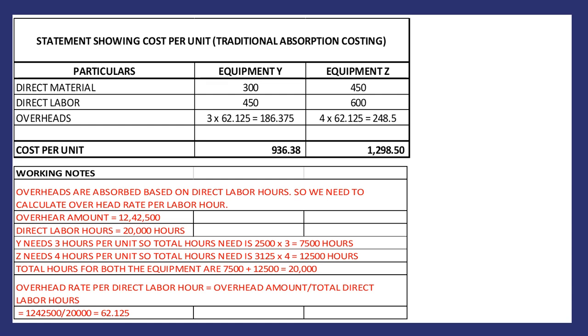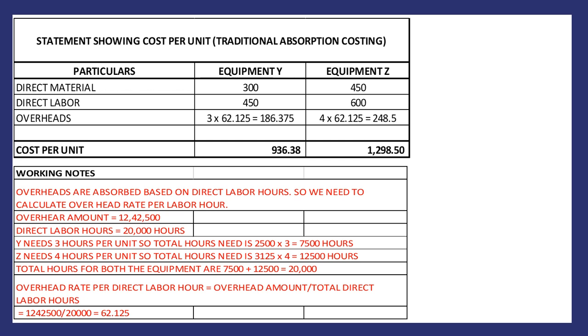Now I want the overhead rate per direct labor hour. That equals total overhead divided by total direct labor hours. The overhead amount given in the question is 1,242,500, divided by the total direct labor hours given, 20,000. That equals 62.125. The overhead rate is $62.125 per direct labor hour. Now go to the solution here.